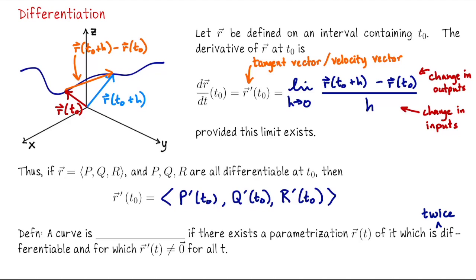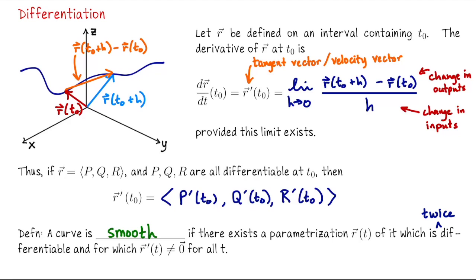While we're talking about differentiation, let me throw in a definition here. Imagine that you started with a curve, and you were able to write down a vector valued function which gave you that curve. That's actually called parametrizing the curve. And if I write down a nice parametrization which is differentiable and which never has a 0 tangent vector, then we say the curve is smooth. So a smooth curve is one that has a nice differentiable parametrization where the velocity vector is never 0.